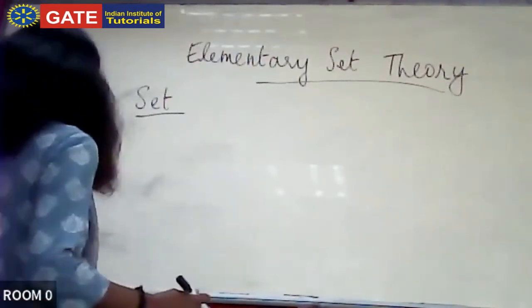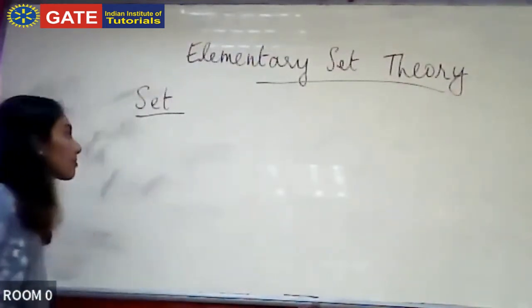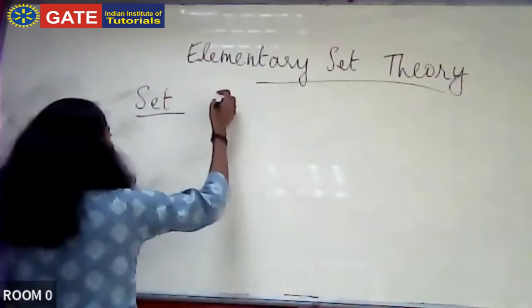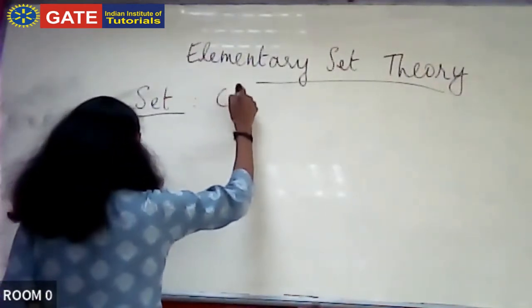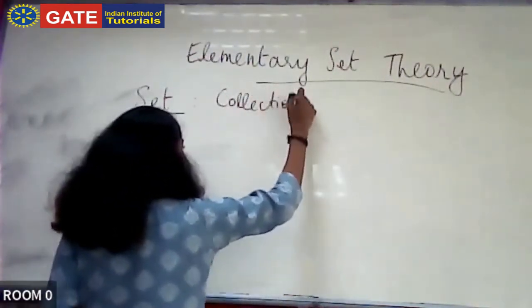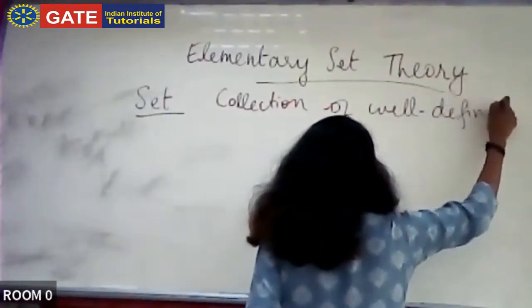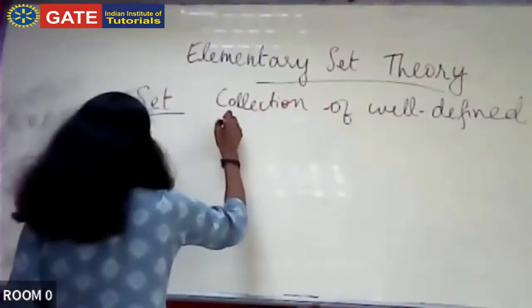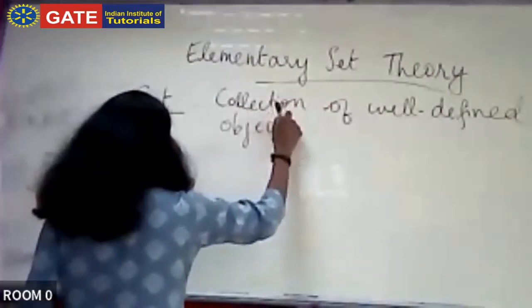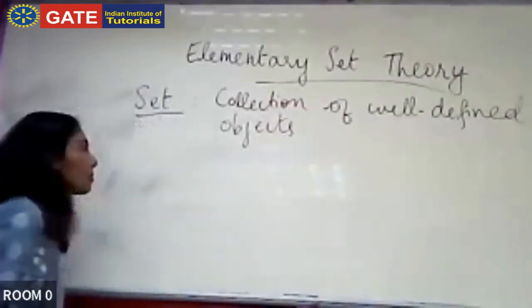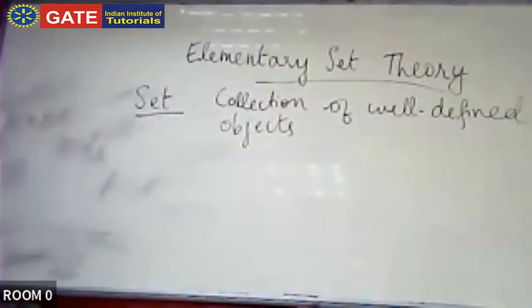So what is meant by a set? A set is a collection of well-defined objects, or a well-defined collection of objects. And why do we stress that it should be well-defined? Can you give me an example of a set? Set of odd numbers, okay.